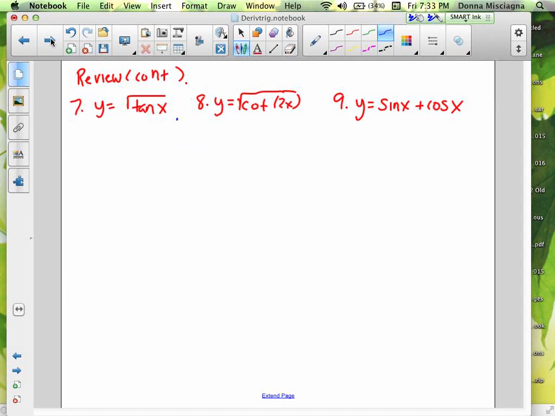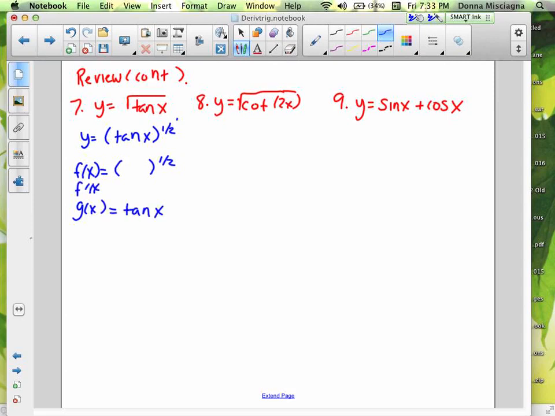You got 7, 8, 9 here. Y equals square root of tangent x, slightly bit different than the problem we had just done. We can think of this as tangent x all to the 1/2 power. So you do have a chain rule here. The outside function is blop to the 1/2, and the inside function is tangent x.